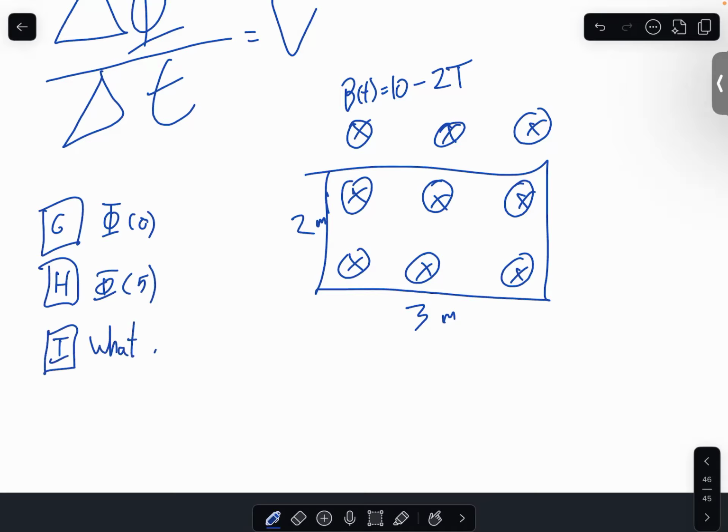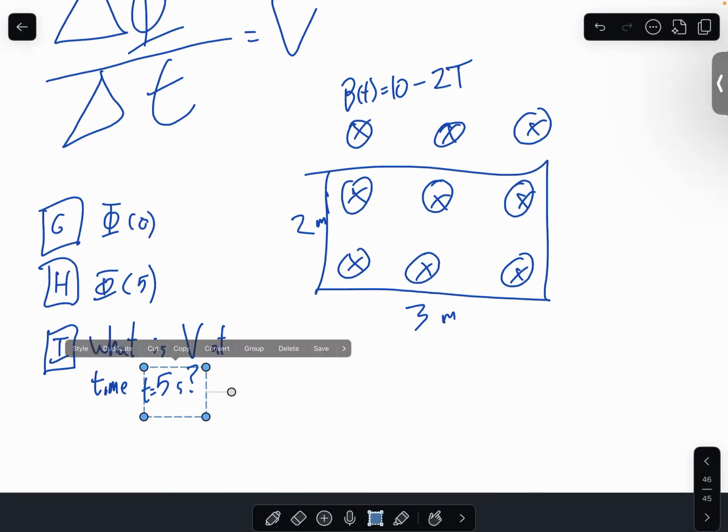What is the change? I'm just going to say the induced voltage at time 5 seconds. I want you to assume that we change the field steadily. At time 0 seconds, at time 5 seconds, and then find the voltage after 5 seconds.